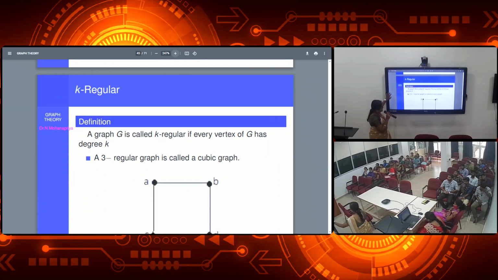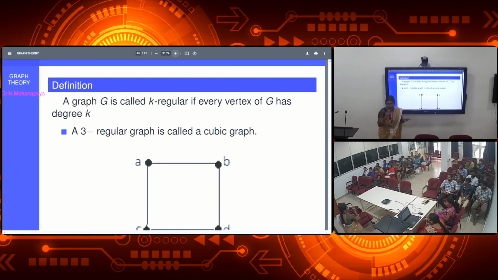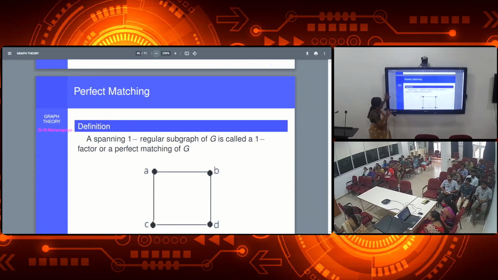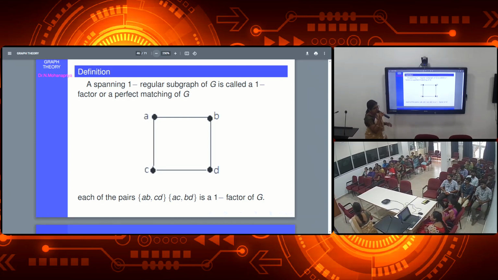Then k-regular. A regular graph is nothing but what? All the degrees of the vertices should be the same. So every complete graph is a regular graph, but every regular graph need not be a complete graph. We all know that well-known result, right? Then perfect matching. A perfect matching is a spanning 1-regular subgraph. You all know what a spanning subgraph is: the vertex set of H is equal to the vertex set of G.